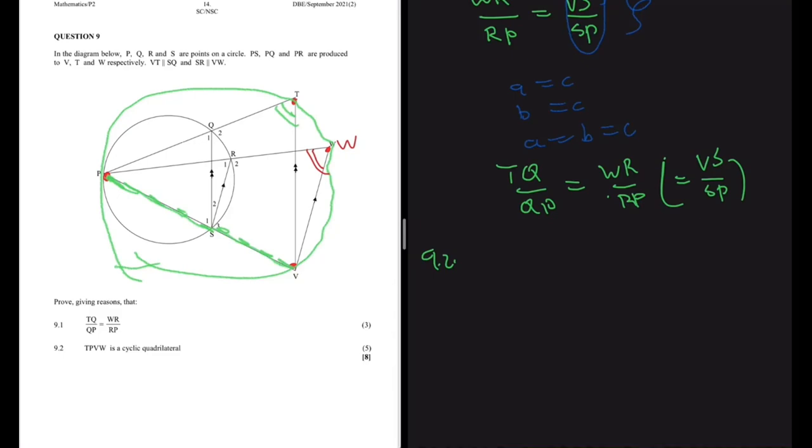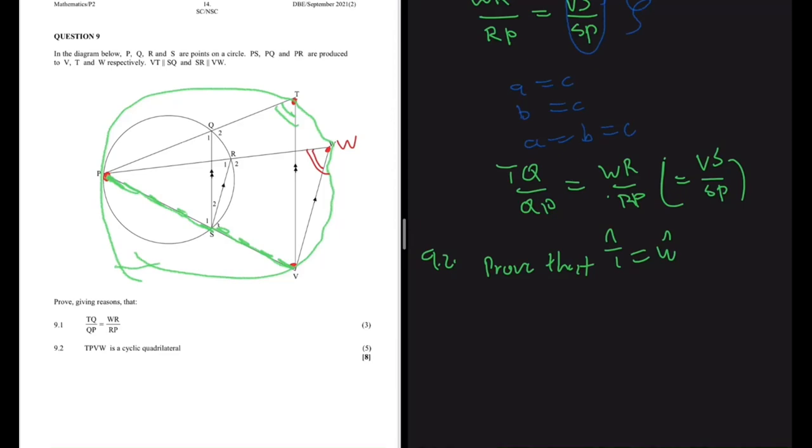So if we can prove that angle T is equal to angle W, then we have proved that TPVW is a cyclic quadrilateral. Because if indeed it's a cyclic quadrilateral, then T and W should be equal to each other, because they will be subtended by the same chord PV. So let's find a way to connect T and W using the circle we already have and our parallel lines.